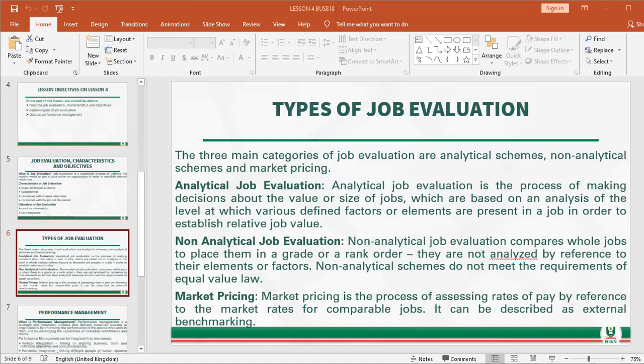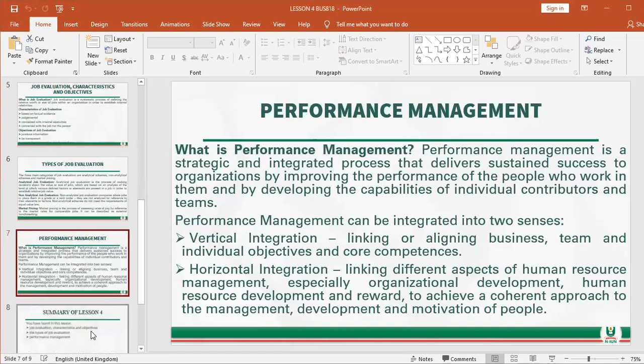Okay, so I think we've come to the end of types of job evaluation, and now we are going to move on to performance management. So we are going to be talking about performance management. What do you think performance management is, and how would you relate it to your organization? Let me just give a brief definition of what performance management is all about, then we can discuss it as it relates to your organization.